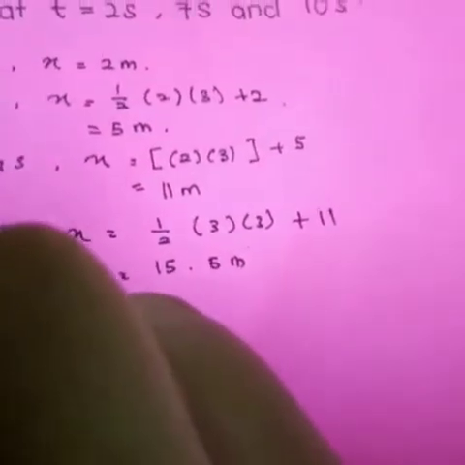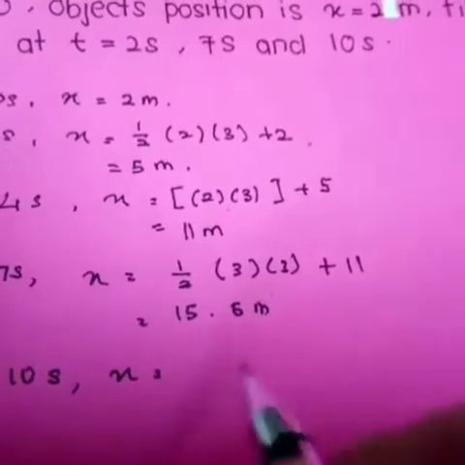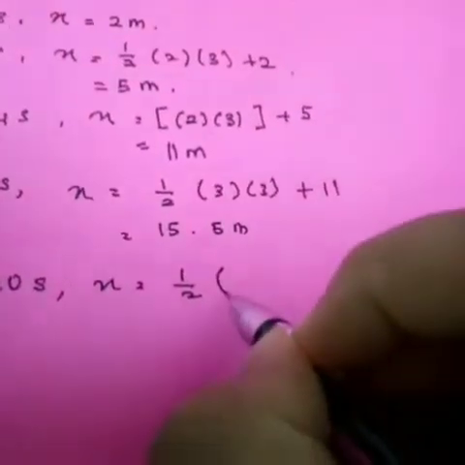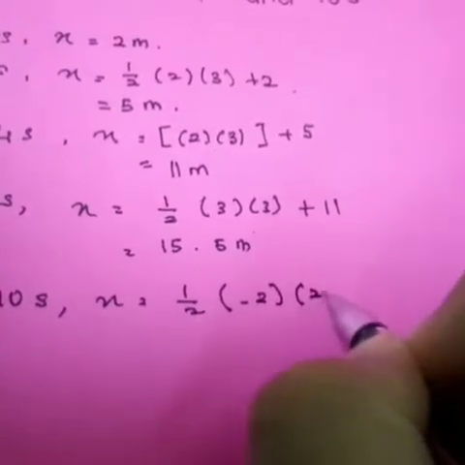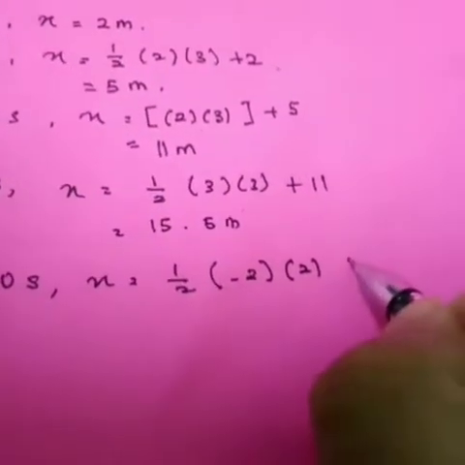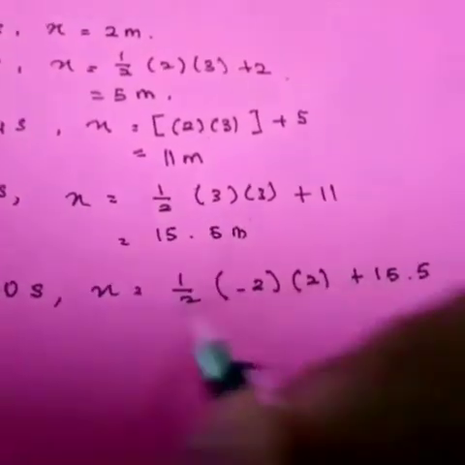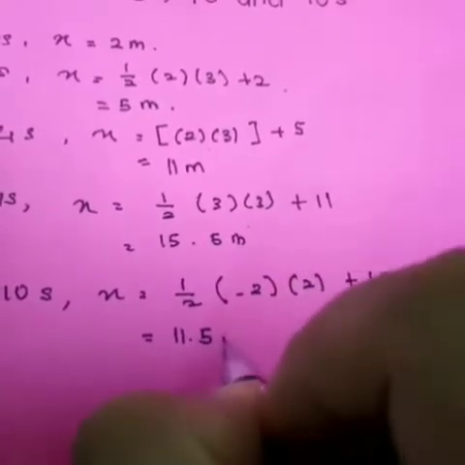So for the last one, t equals 10, x equals 1/2 times -2 times 2 plus 15.5. So we get 11.5 meter.